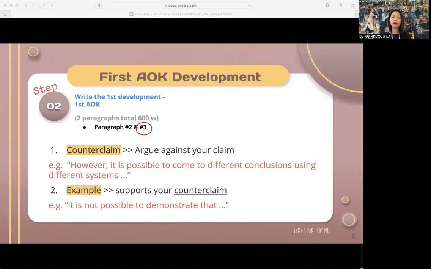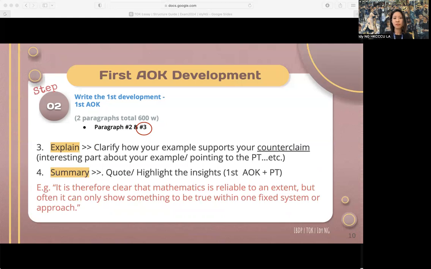Second, example. Provide an example that supports your counterclaim. Like, it is not possible to demonstrate that the interior angles of a triangle equal 180 degrees in Euclidean space. This cannot be proven with other systems, such as, and then you provide your examples. So keep going. Third, explain, clarify, and explore how your example supports your counterclaim. Notice what is interesting about your example and what it says about the title. And it basically is a loop.